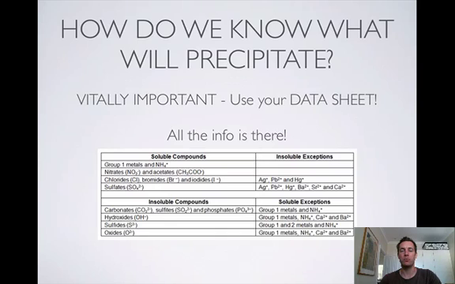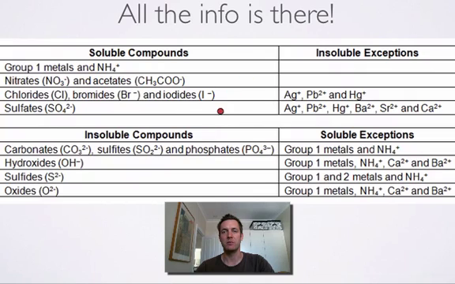How do we predict what will precipitate? Well, I've just been referring to these things on the data sheet. It is vitally important that you use your data sheet. There's no need to try and remember these things. All the information you need is there. It looks a little bit like this. I wasn't able to cut and paste the exact table that you've got on your data sheet, but if we look here, it says that all group 1 metal compounds and all ammonium compounds are soluble. All nitrates and all acetates or ethanoates are soluble. All chlorides and bromides and iodides are soluble too, except for silver chloride and iodide and bromide, lead chloride, bromide and iodide, and mercury, and so on.